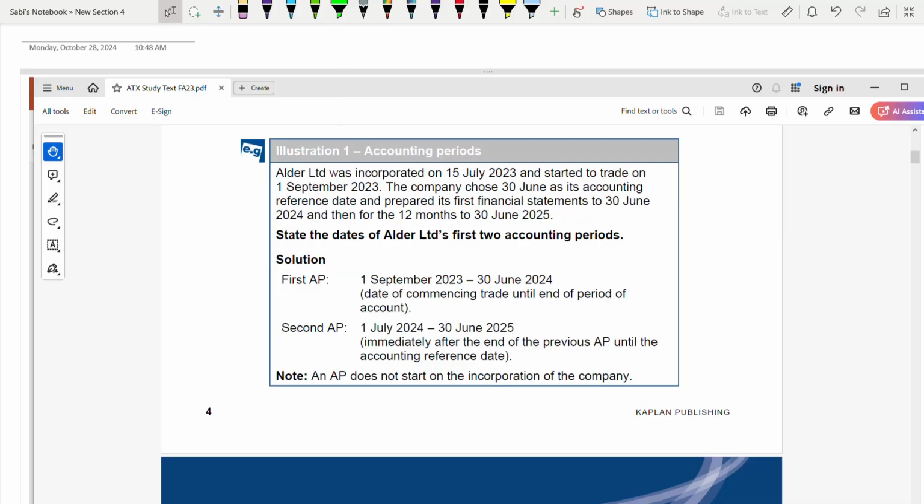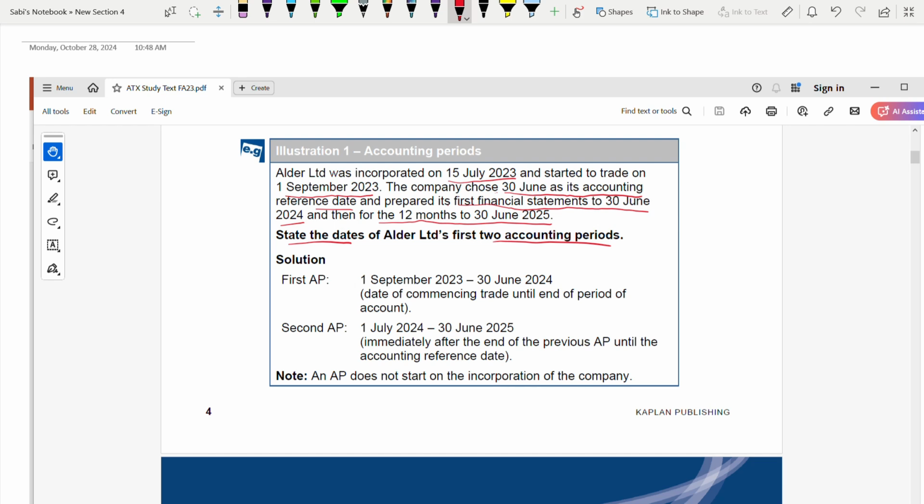Illustration 1. State the dates of Elders Limited's first two accounting periods. It was incorporated on 15 July 2023, and started to trade on 1st September 2023. The company chose 30th June as its accounting reference date and prepared its first financial statement to 30th June 2024. Then from 30th June 2024 onwards, it's a normal 12 months every year to 30th June.